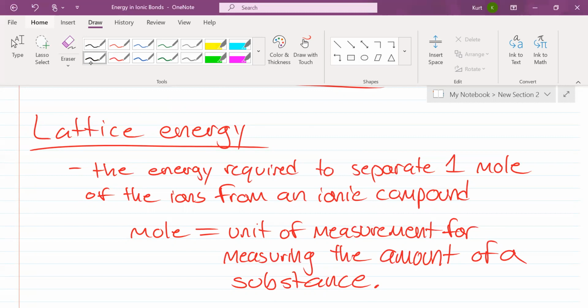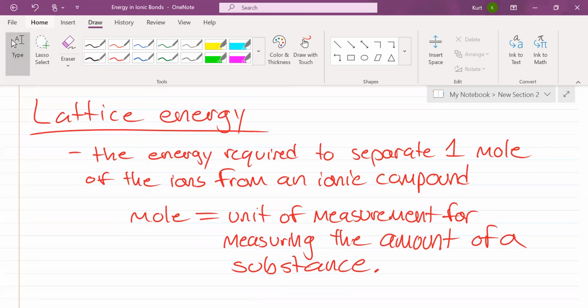Let's switch gears now and get into naming. I don't think you guys are going to have much problem with naming. Your homework yesterday really demonstrated that you were getting it. Naming ionic compounds is not tough.